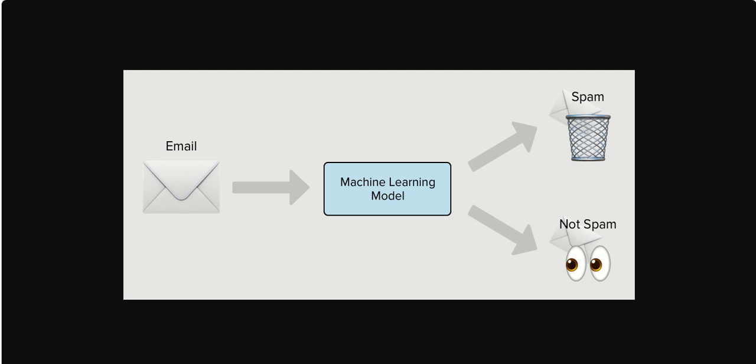Imagine opening your inbox and somehow your email system already knows which emails are spam and which are important. But how does it actually decide that? Is it guessing? No, it's using machine learning. And today we are going to build that system ourselves using one of the simplest algorithms, Naive Bayes.